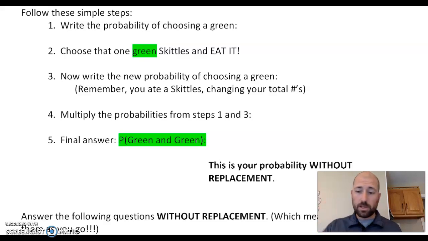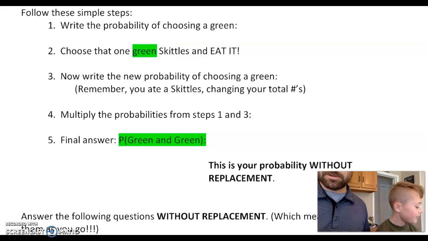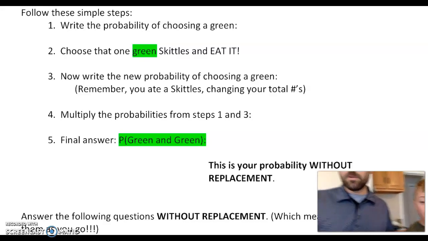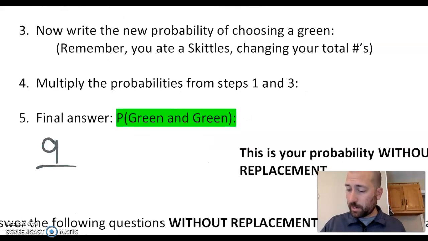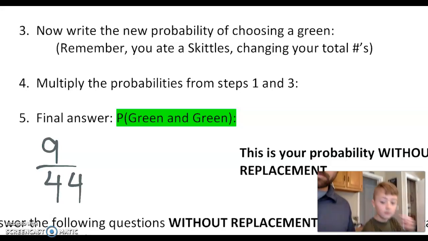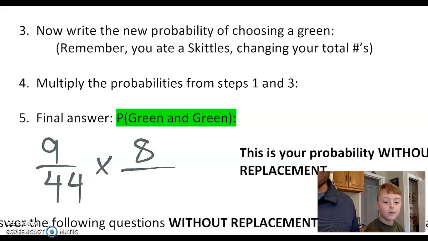So right now, Jansen, how many green are there? 9. Out of? 44. All right, so that is our probability. We're going to start there. 9 out of 44. Okay, take a green. Oh, nice. Now, how many green are there? 8. How many total Skittles are there? 43. All right, so those are our two probabilities.